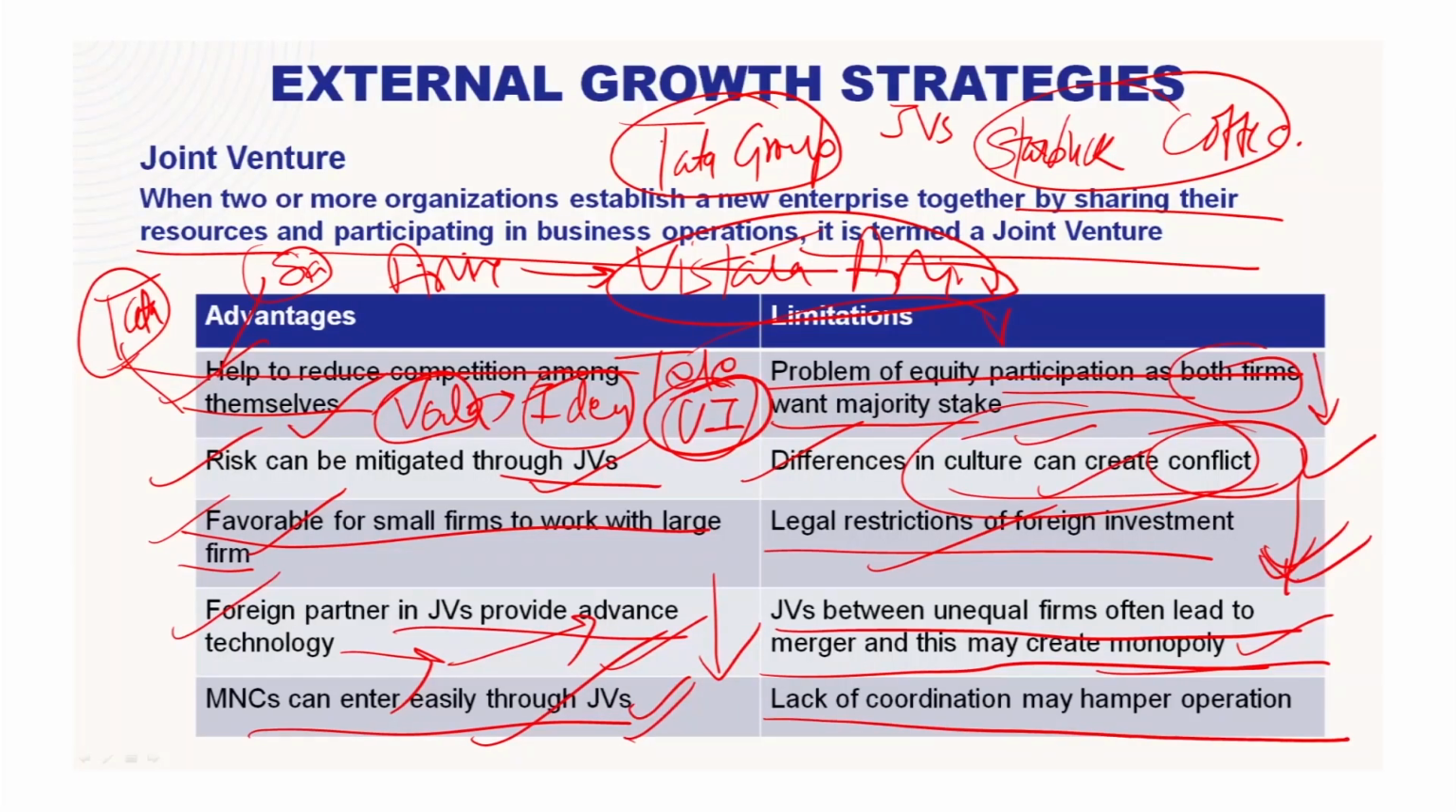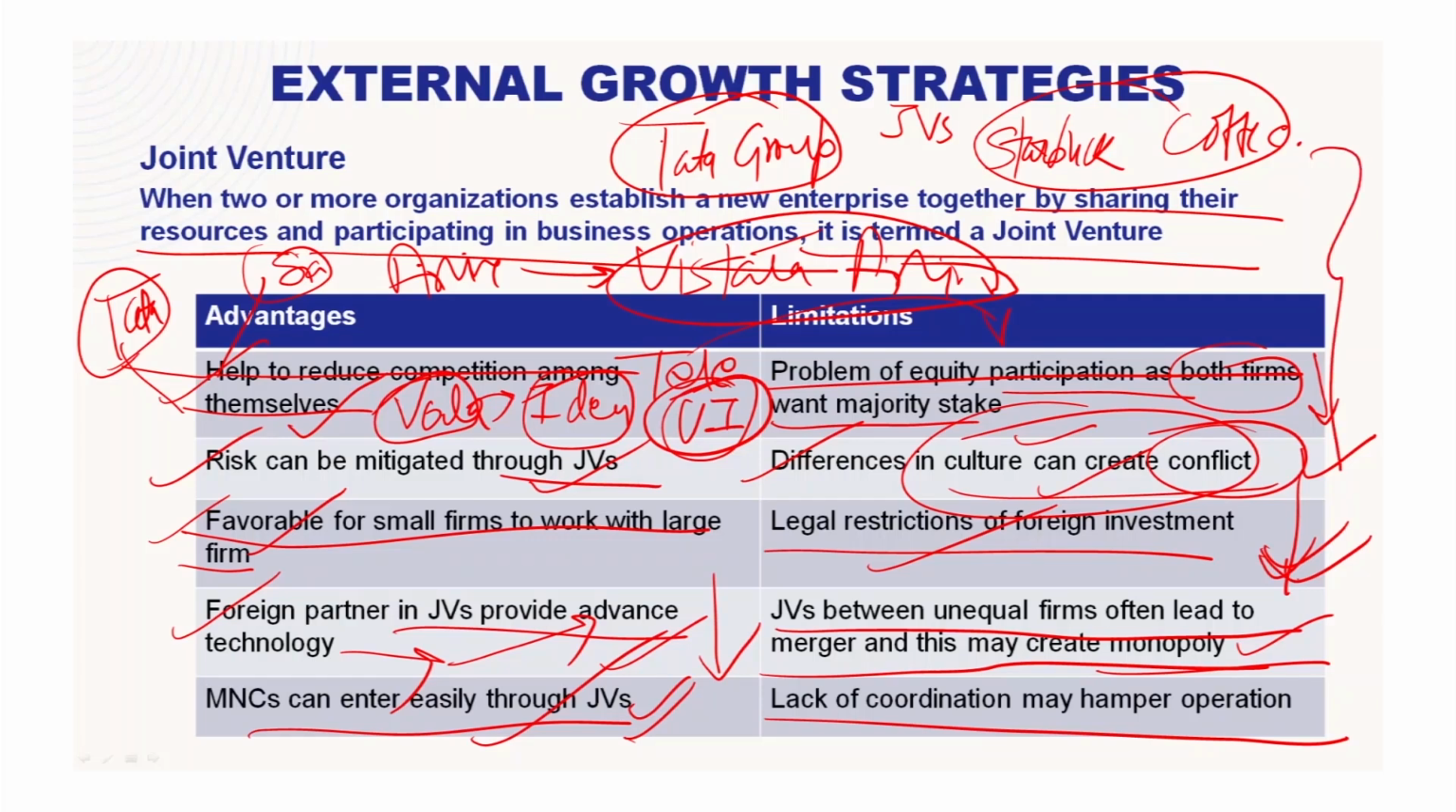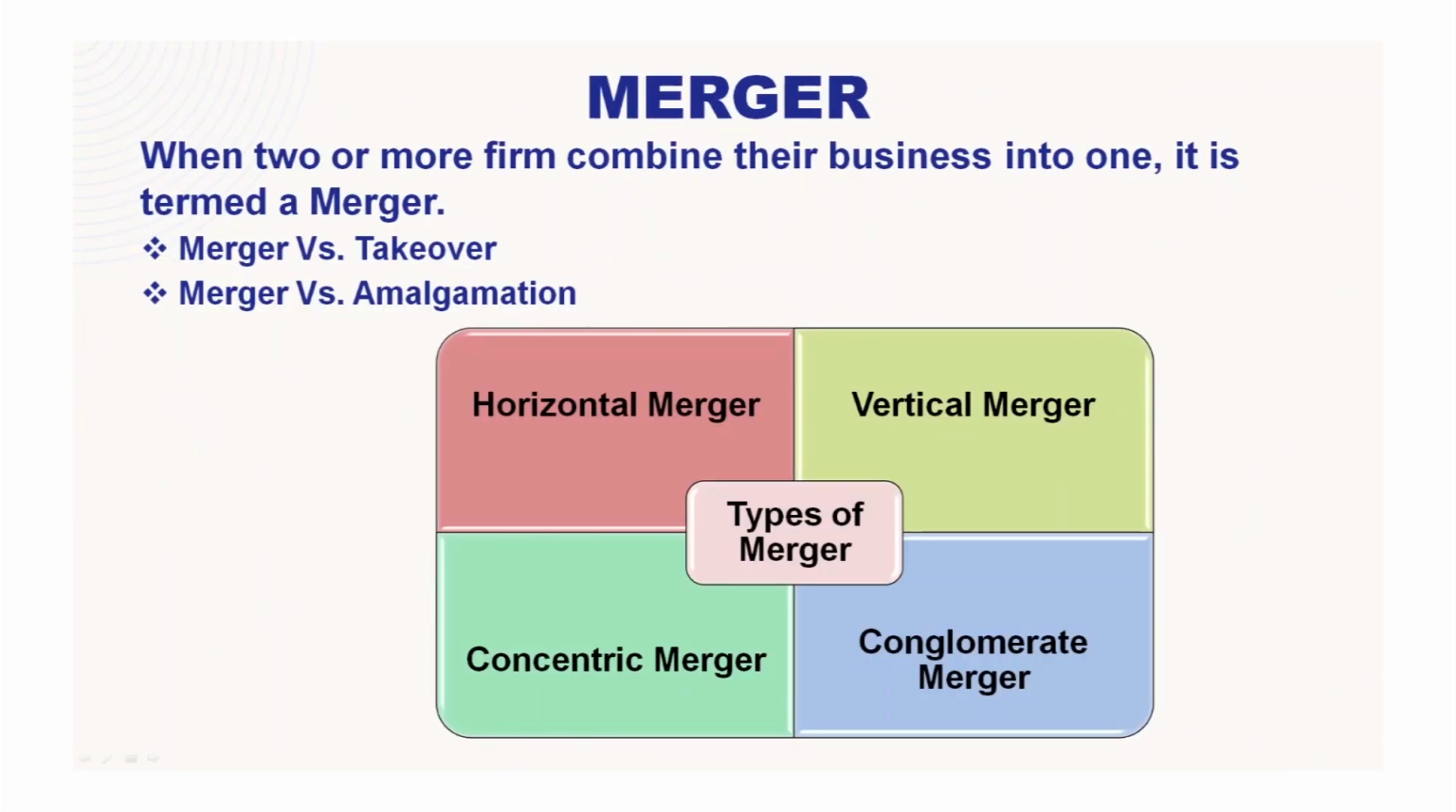Lack of coordination may hamper the operation. The joint venture is the management of two different companies. Any decision taken under the joint venture should consider the discretion of all the employees of the two different companies. But ultimately there could be a conflict, and it could lead towards operational disturbances. So, we have talked about the very first method of external growth strategy, that is the joint venture. Moving on, the next one is the merger.